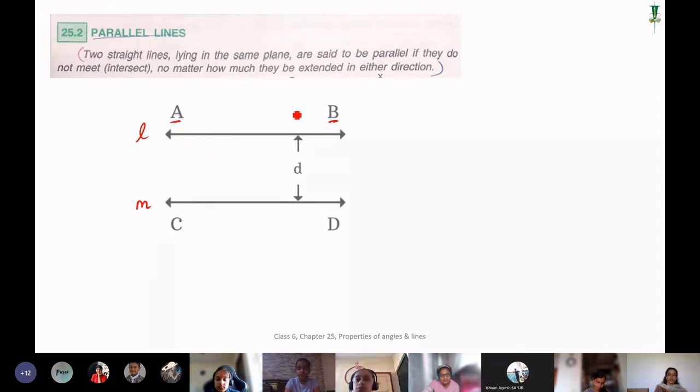Here line AB is parallel to line CD. If you observe, this distance is the same. Suppose it is 3 centimeters. It is the same all along. The distance between these two lines is the same all along, which means it never intersects. It never meets the other line. Such sort of lines are parallel lines.